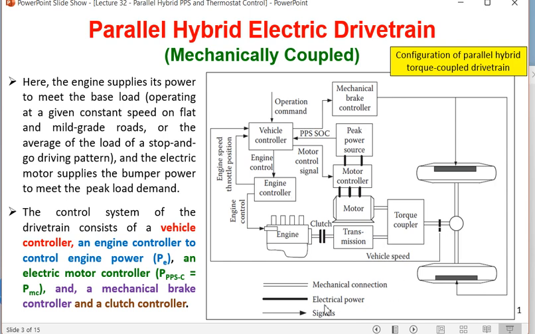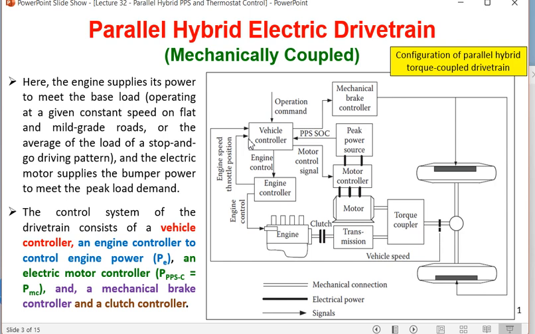Now in this case you find that there are three types of signals. One is mechanical power, which is found at the output of the motor, the output of the engine, and the output of the transmission. These are double lines, the mechanical connections. Dark lines are electrical connections, which may be found at the output of the peak power source, the motor controller, and the input of the motor. And there are a lot of signals picked up by sensors, like the vehicle speed sensor, the operation command, and the throttle position.